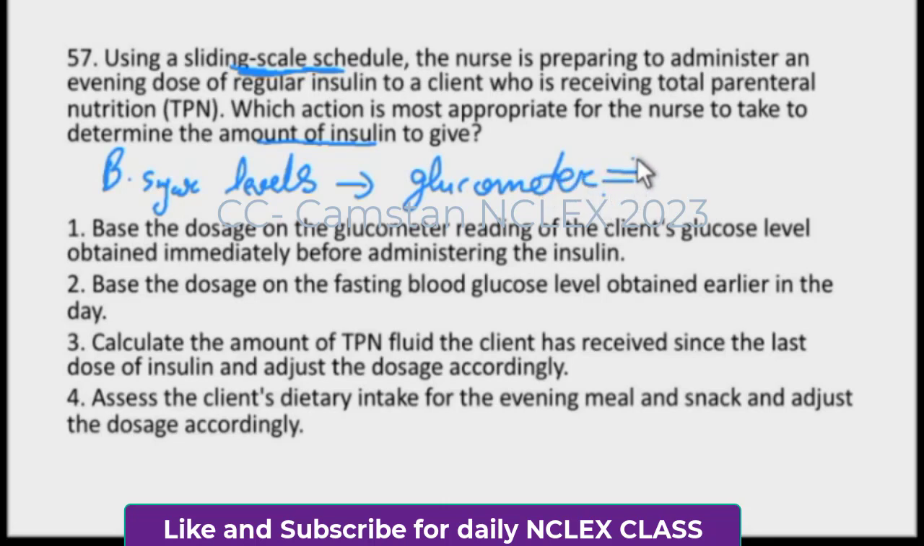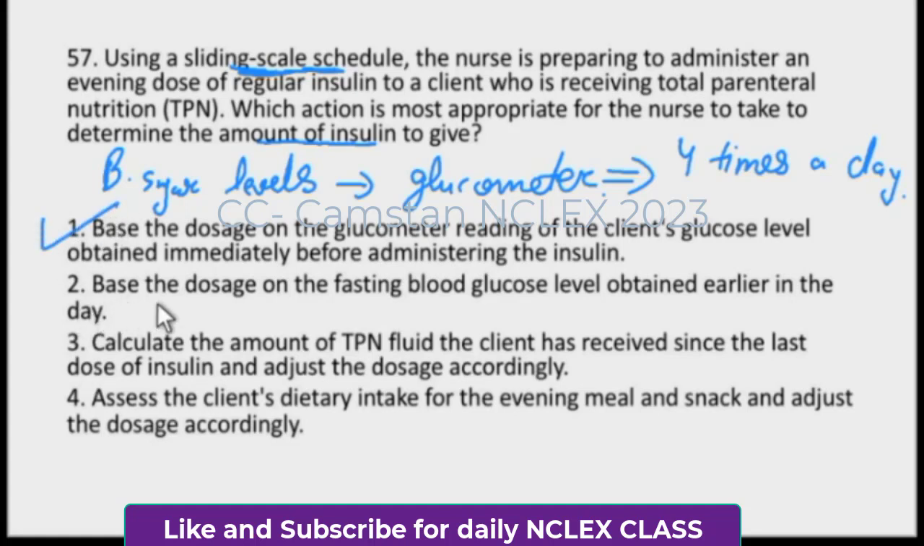And we have to use this glucometer to measure these blood sugar levels at least 4 times a day, right? So now reading the options. First one is base the dosage on the glucometer reading of the client's glucose level obtained immediately before administering the insulin. Yes, this statement is correct.